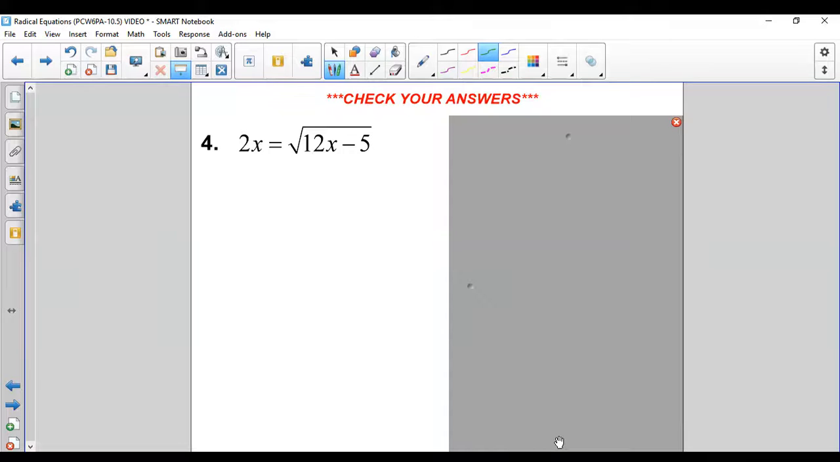Radical equations. We're going to call this level 2 of radical equations. So again, first thing you got to do is make sure that one of the radicals is isolated on one of the sides. Doesn't matter which radical or which side. We're good in number 4 here. So once you're good there, you square both sides.